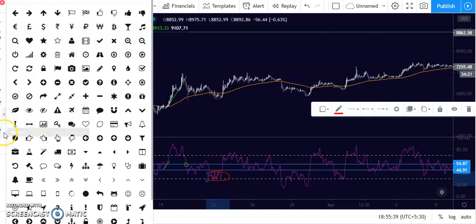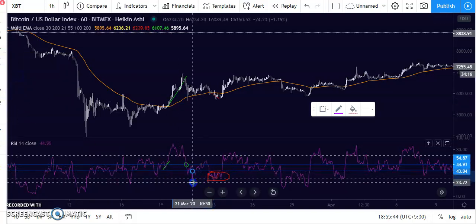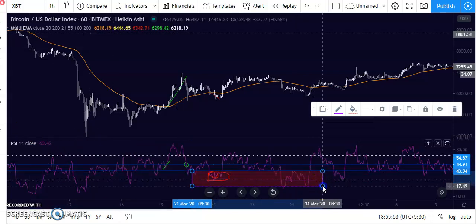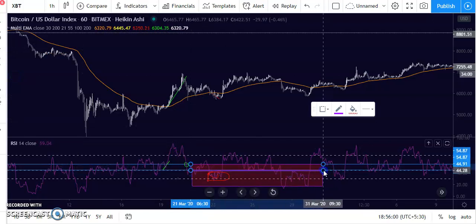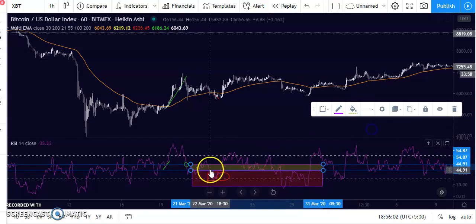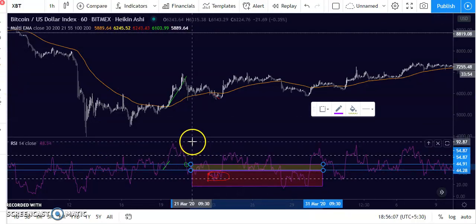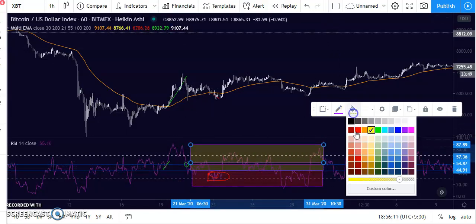Let me draw for your understanding. This particular region is a red zone. So this is a red traffic light for us. What should we do? We should never enter long. Another region is the yellow region. In this region you can take a trade, but be careful. It is telling us to be careful. And the zone above 55 RSI is our green signal zone.